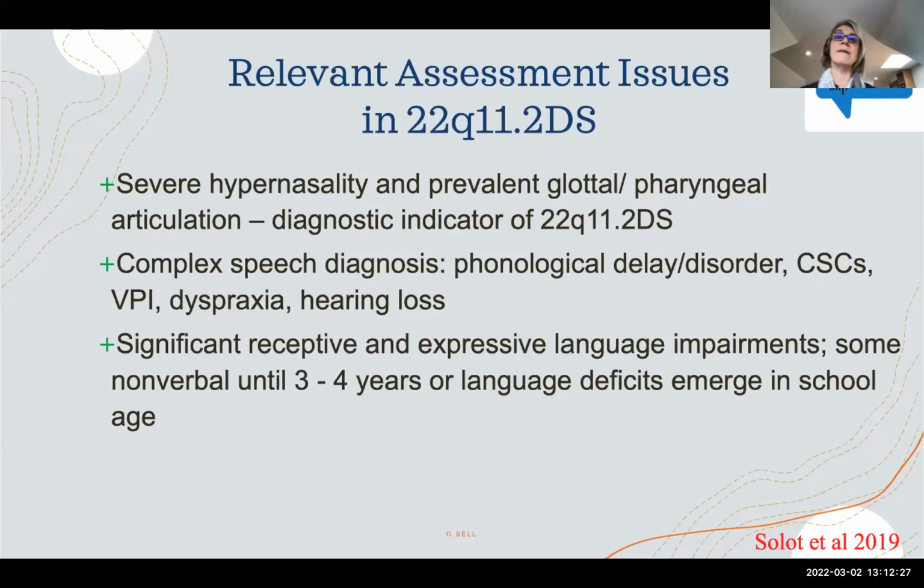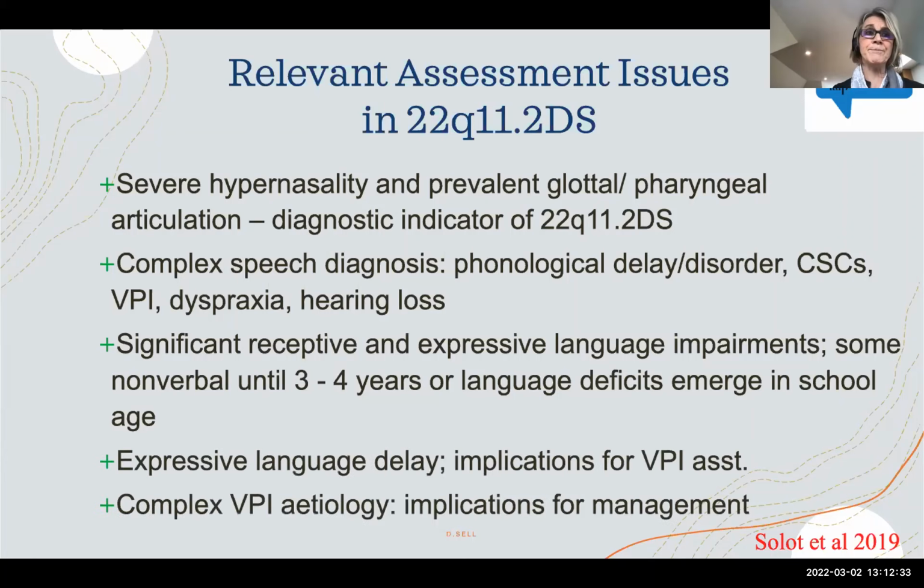And other children have good language in these early years, but their language deficits start to emerge in school. But the significance of that nonverbal piece around expressive language delay is, of course, we need children who are speaking to do our BPI assessments, or at least to have single words as a minimum. And therefore, often this has a delaying factor for getting in and starting to assess velopharyngeal function.